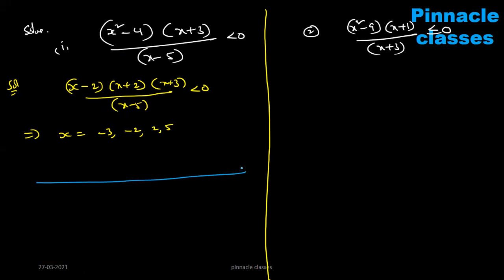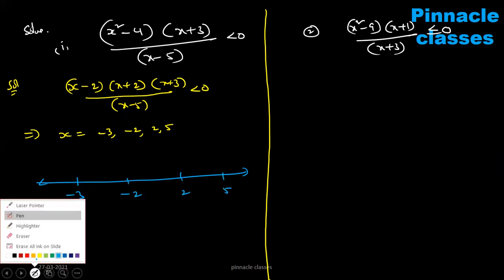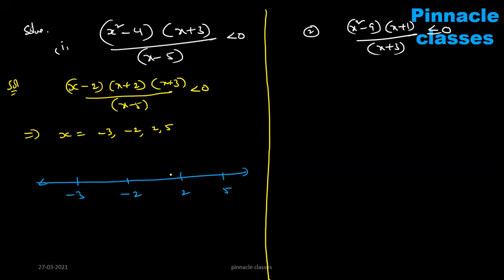Take the number line. What is the first one? Minus 3. Very good. Minus 2, 2, 5. What are the signs? Plus, minus, plus, minus. In this case, which one is excluded and which one is included? All are excluded, sir. Yes, good, because it is strictly less than. More than 5, what is your answer?